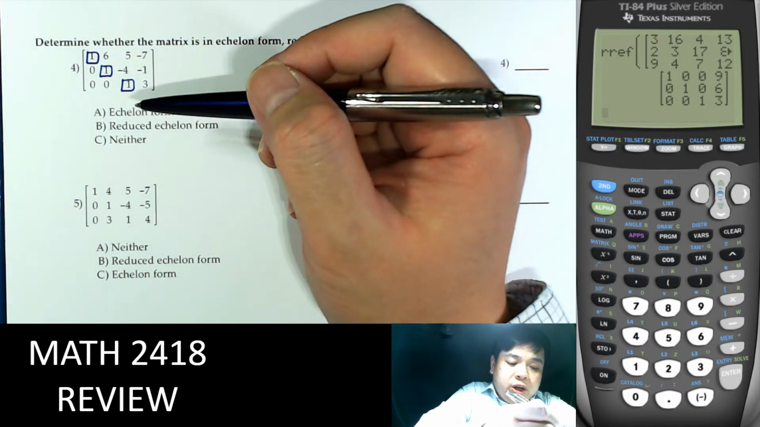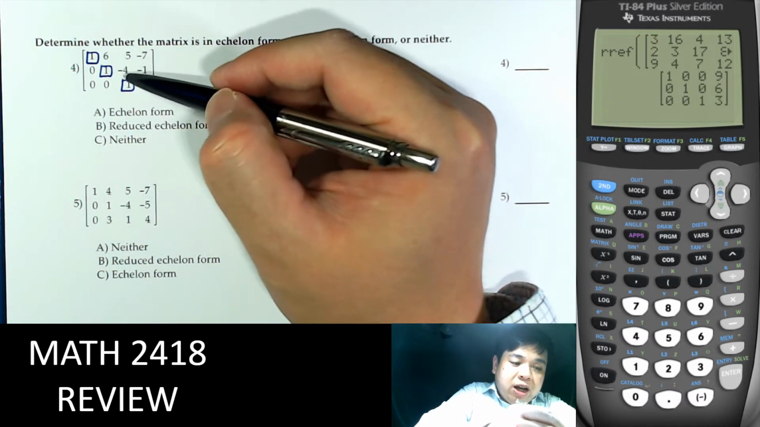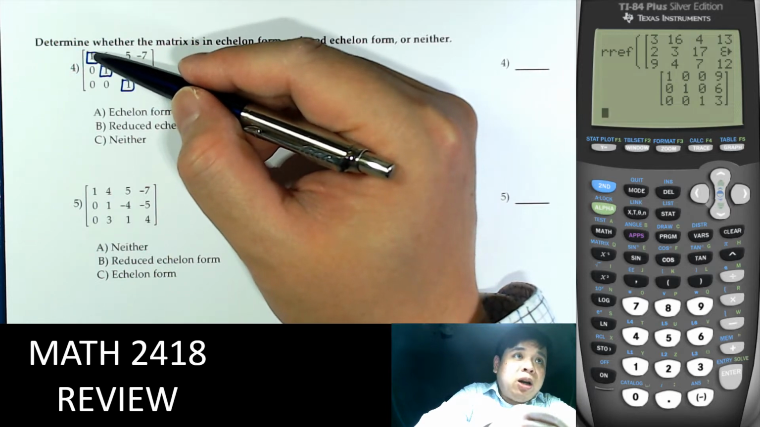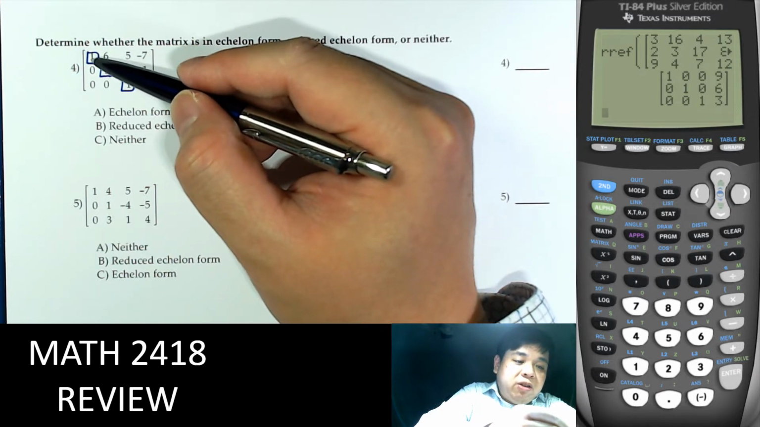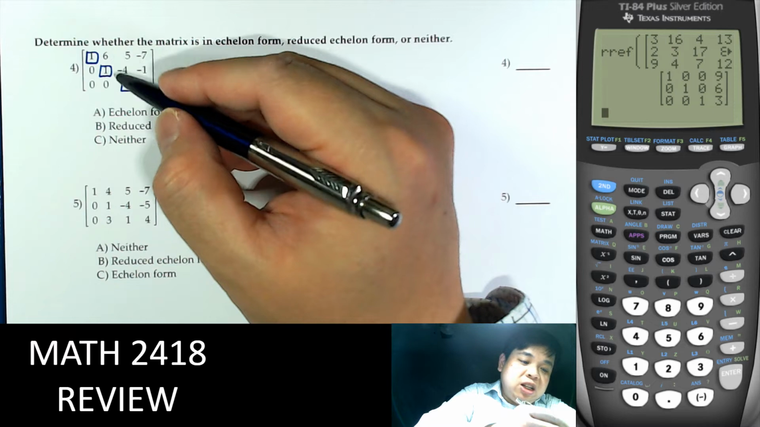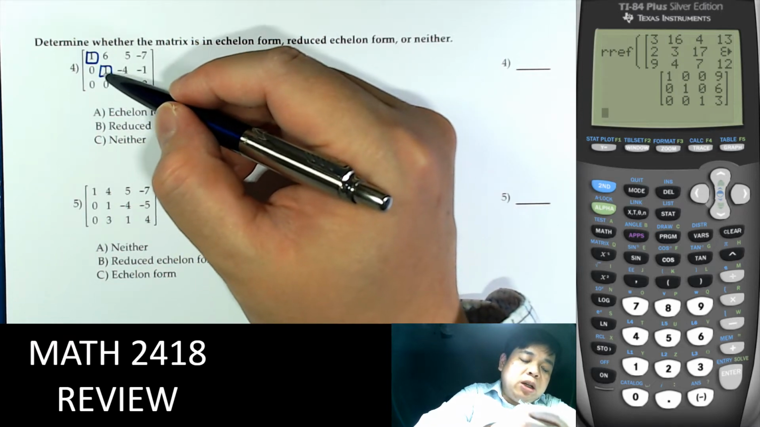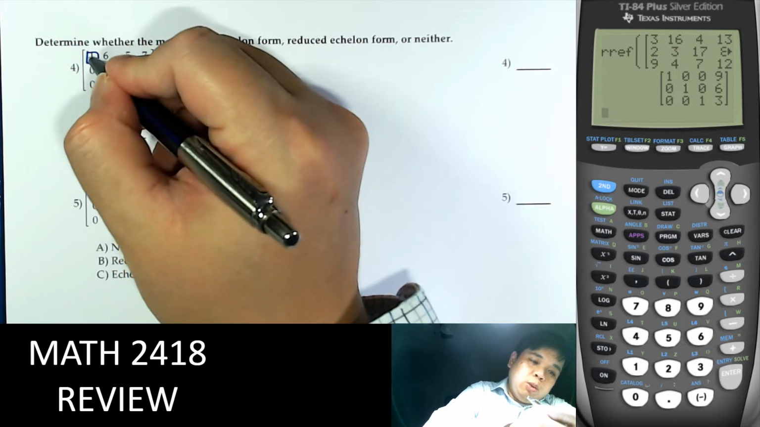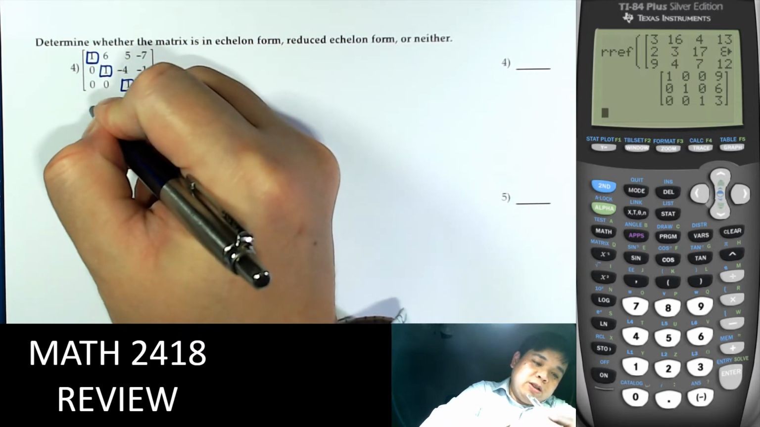It's not quite reduced, because for reduced, the number above the pivot has to be 0 as well. So we only have one pivot. This non-zero entry is 1, everything else is 0. If that is the case, that will be reduced. This one is not, because we just have the echelon form.